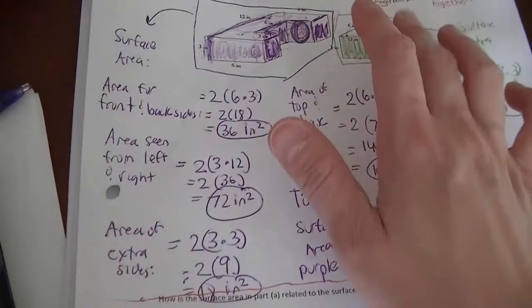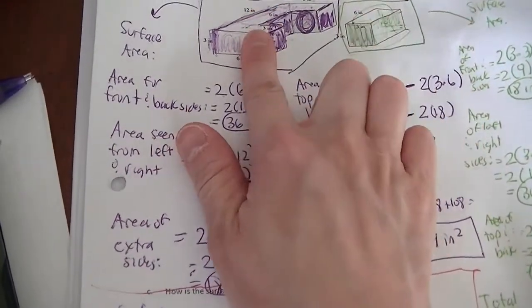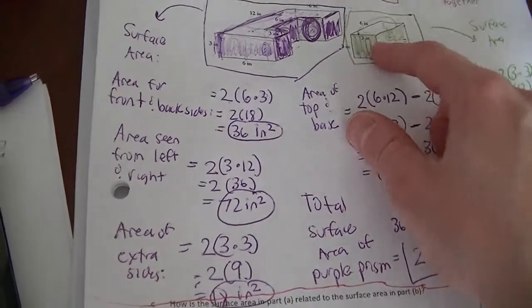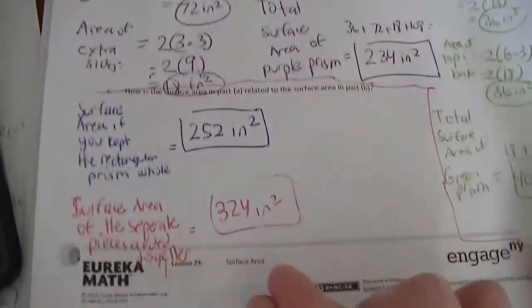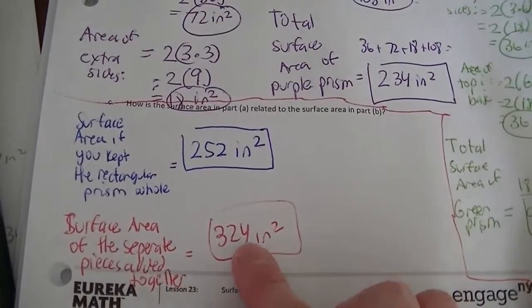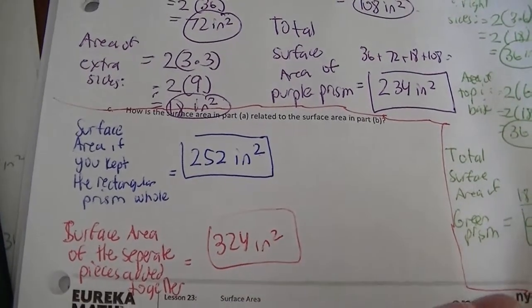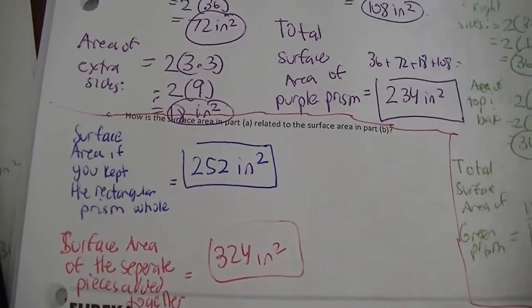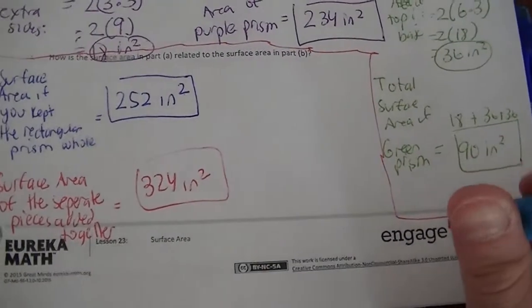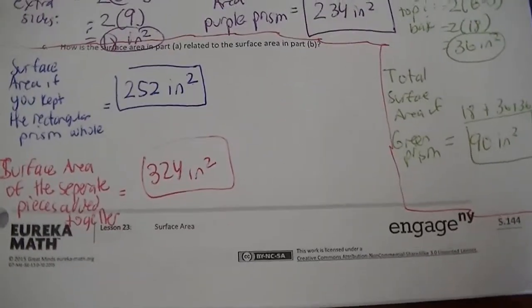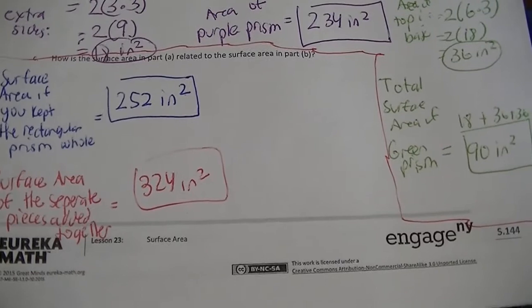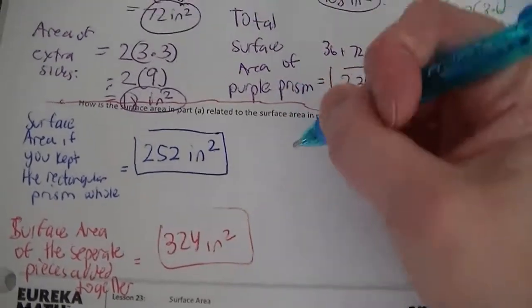When it was separate pieces, and I find the surface area of this and the surface area of this, and I add them together, I get 324 inches squared. So what do you notice about when you separate it? You should hopefully notice that the surface areas, there's more surface area if you keep the prisms separate.